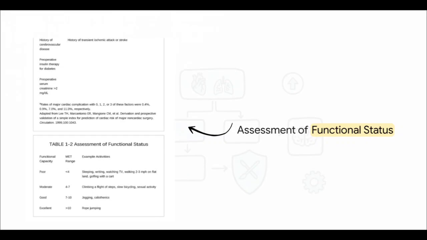Now, alongside the RCRI, we've got to assess functional status. We measure this in metabolic equivalents, or METs. Basically, 1 MET equals the resting oxygen consumption of an average 40-year-old male. Excellent functional capacity is over 10 METs. Think jumping rope or heavy labor.